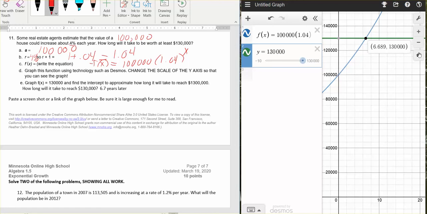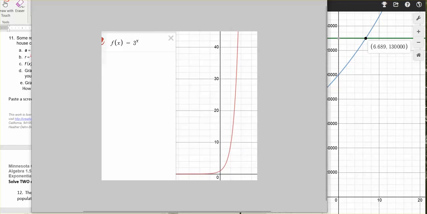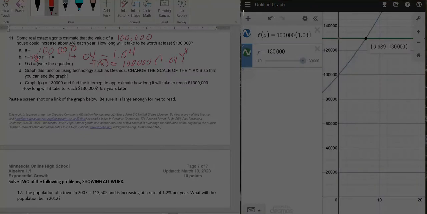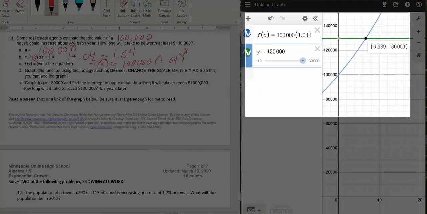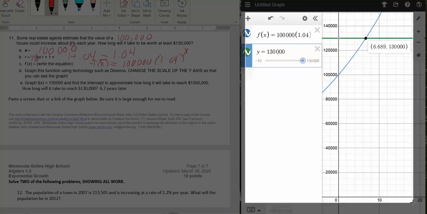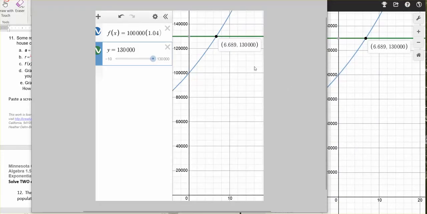And now I'm going to get a screenshot of my graph. So I'm going to use this. So I need a new one. And I'm going to take a screenshot that shows what functions I used. Plus, let's get the x-axis in there.